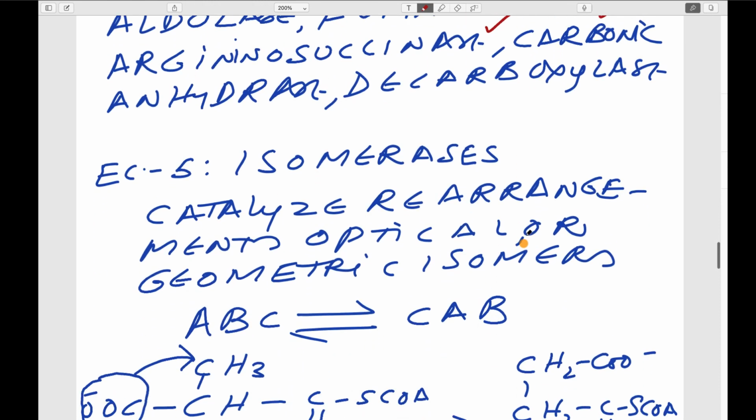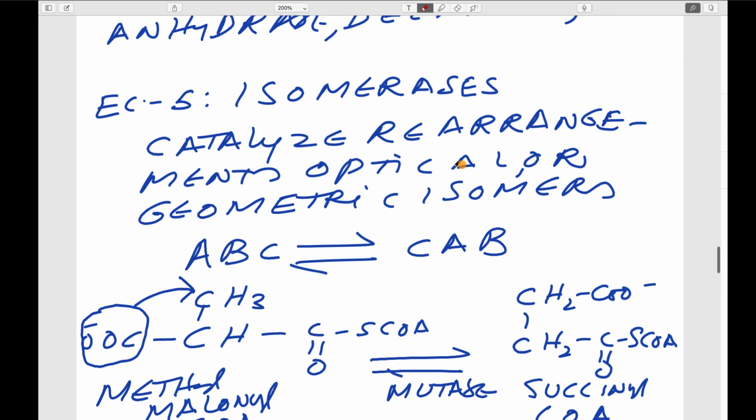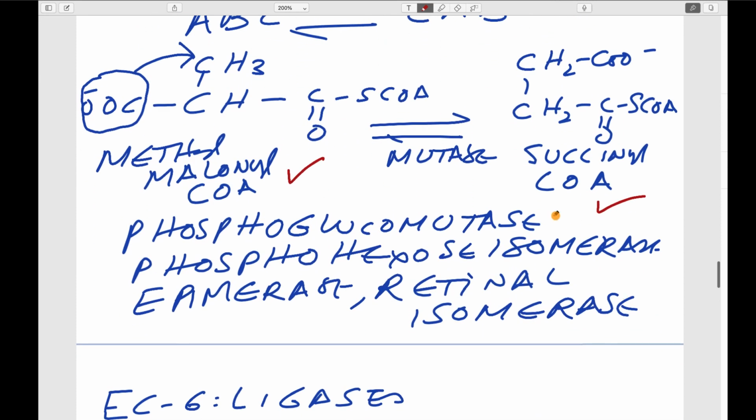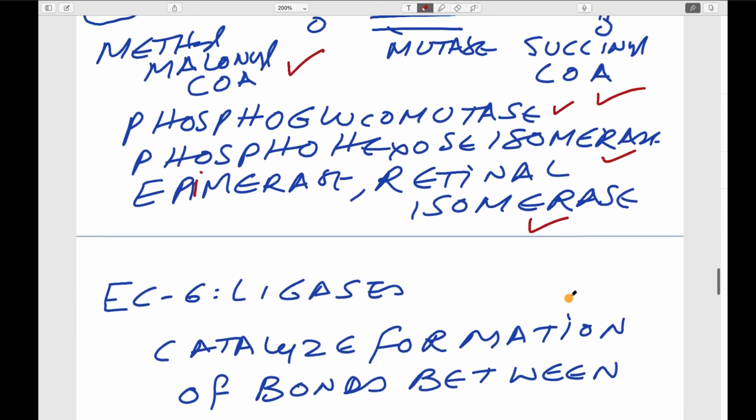The fifth one is isomerases, which catalyze rearrangement of optical and geometric isomers. Here I have shown how it takes place. The example I have taken is methylmalonyl coenzyme A, which by the action of mutase leads to succinyl coenzyme A. Other examples are phosphoglucomutase, phosphoisomerase, epimerase, and retinol isomerase.